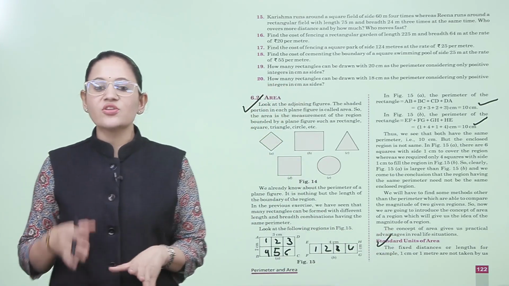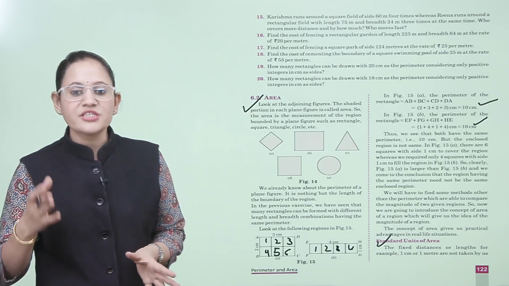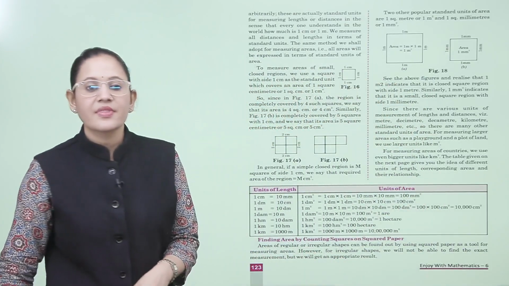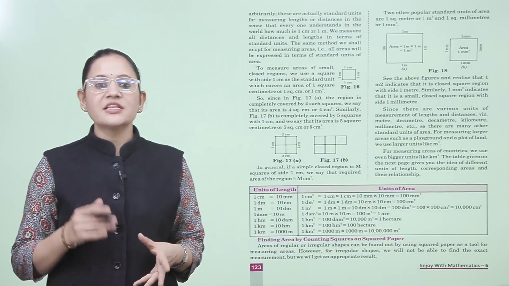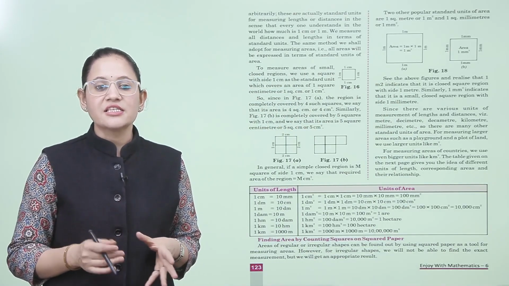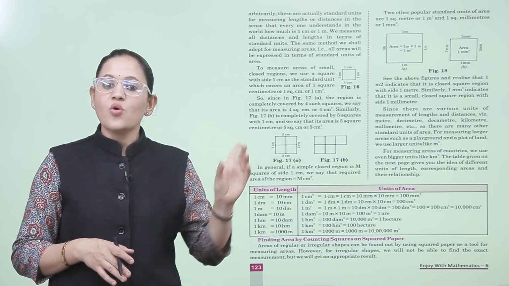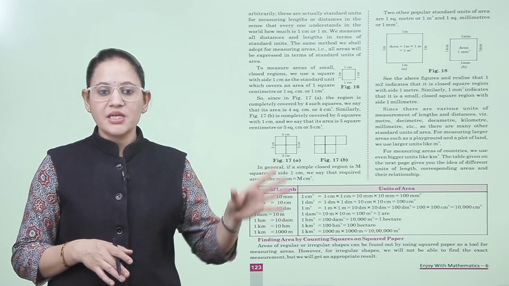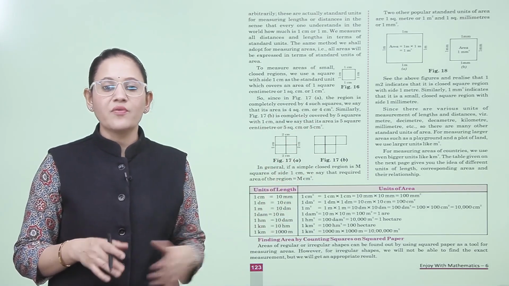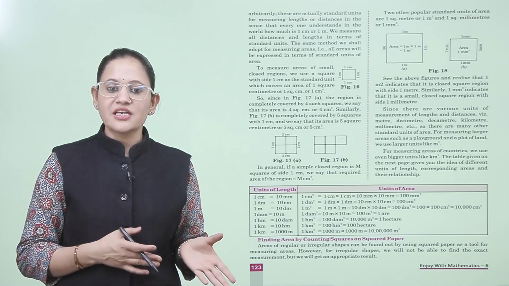The fixed distances or lengths, for example 1 centimeter or 1 meter, are not chosen by us. These are the standard units for measuring length and distance, in the sense that everyone in the world understands how much 1 centimeter and 1 meter are, because they are standard units used worldwide. We measure all distances or lengths in terms of standard units.